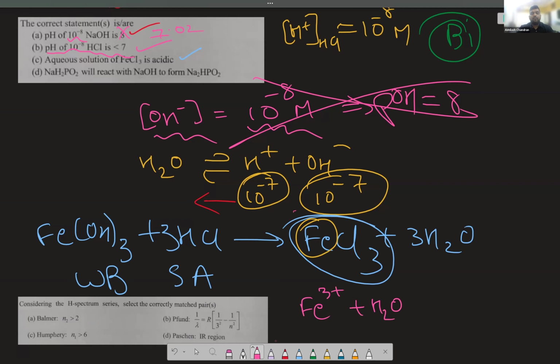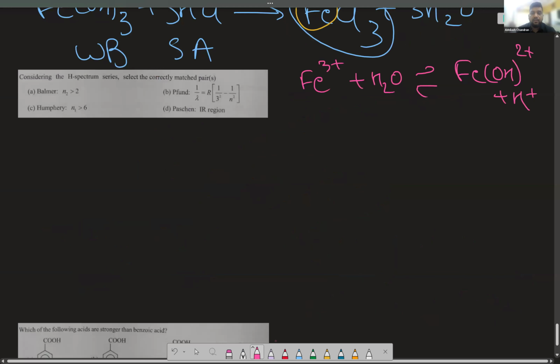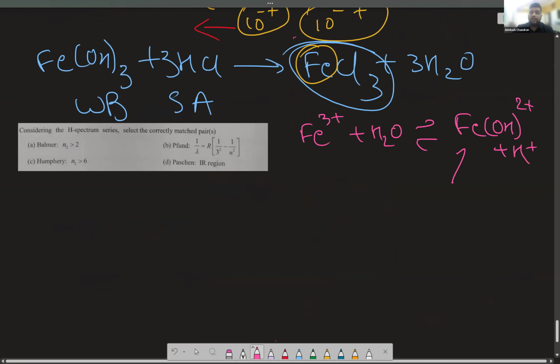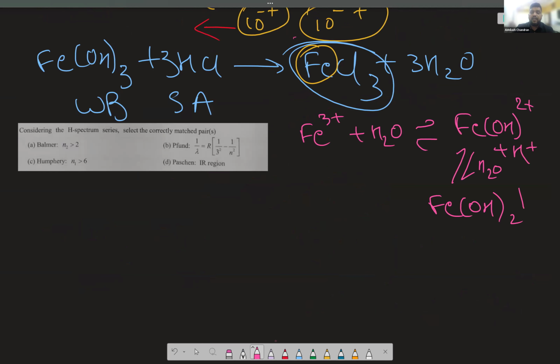I mean, it is going to pick up OH from water and convert into Fe(OH)2 plus and leave behind an H plus. If you want to write it as 2H2O and in the product you want to write 2H3O plus, it means the same. But yeah, this is what we have. So this process is called hydrolysis. Now further, it is going to pick up one more OH from H2O and convert into Fe(OH) twice plus, right? So this is going to further react with water.